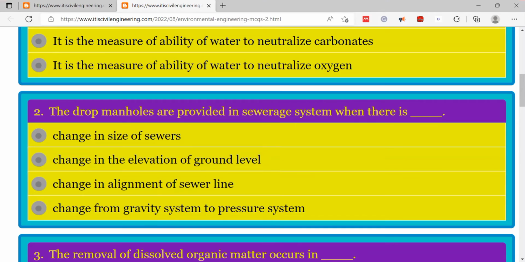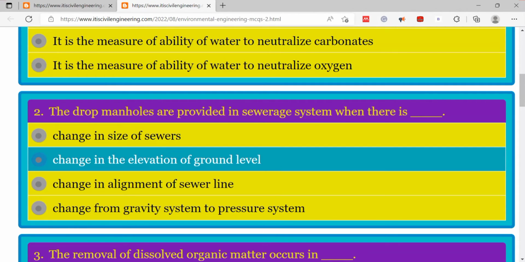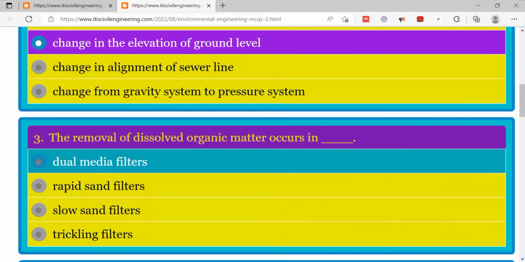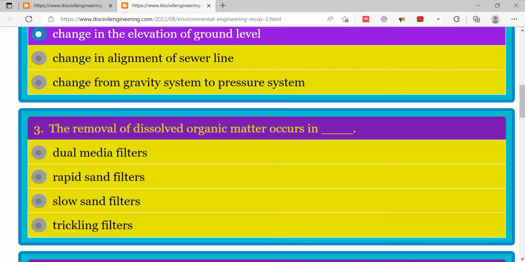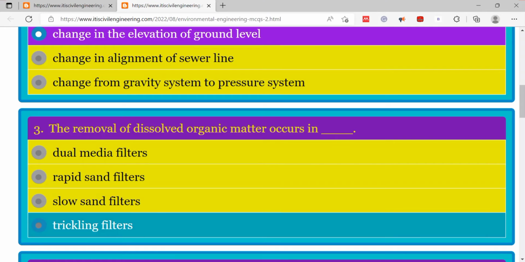The drop manholes are provided in sewerage system when there is dash. So whenever there is a change in the elevation of the ground level, we provide the drop manholes. The removal of dissolved organic matter occurs in dash. So from these, we use the trickling filters for the removal of the dissolved organic matter.